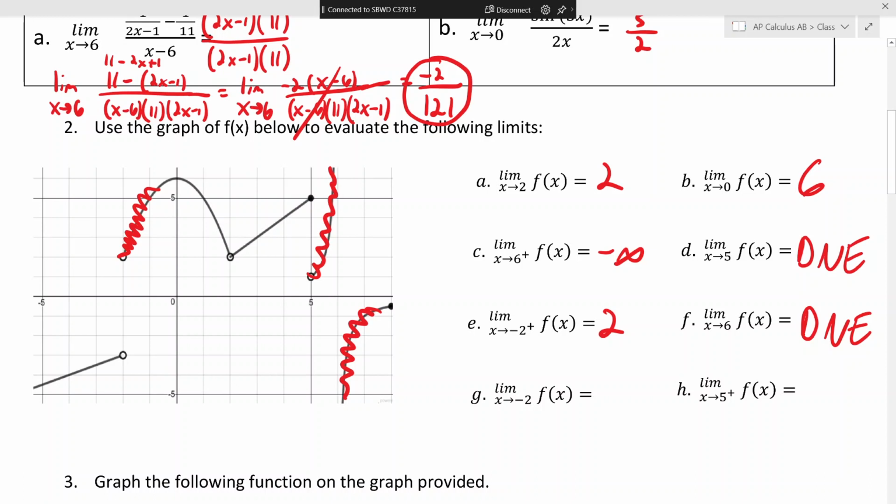All right? And as we approach negative 2, that's also DNE. There's a jump discontinuity there. The right side's headed to 2. The left side is headed to negative 3. And as we approach 5 from the right, that's 5 headed right here. That's the right side of that. That is 1. Okay? Good?